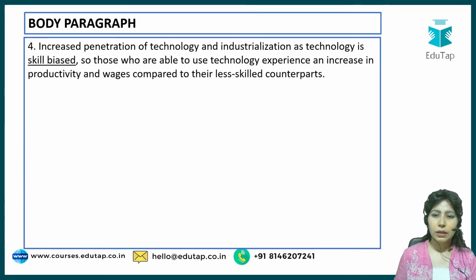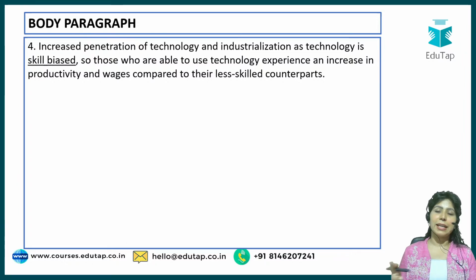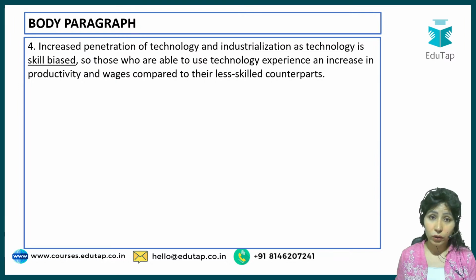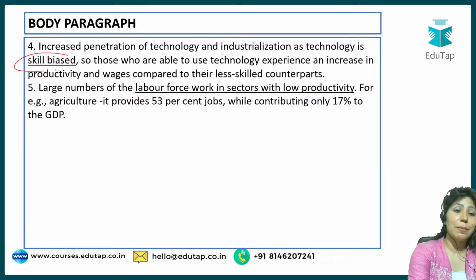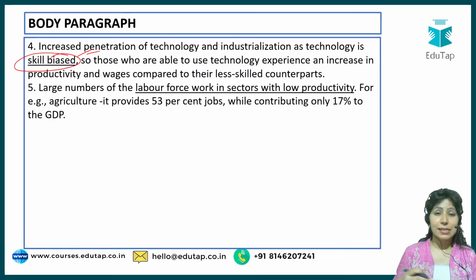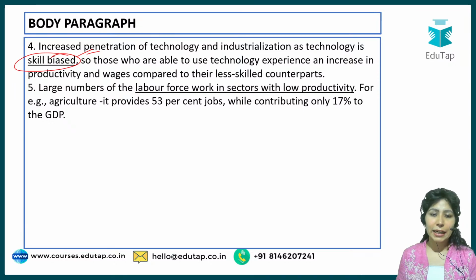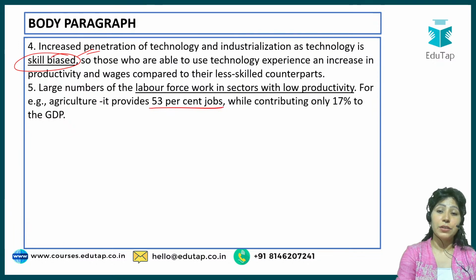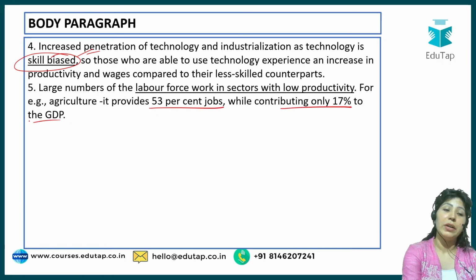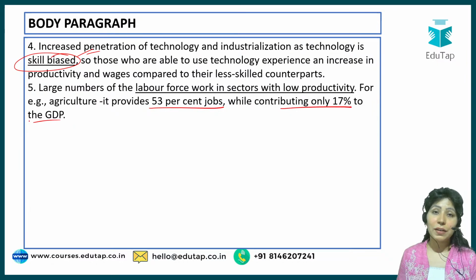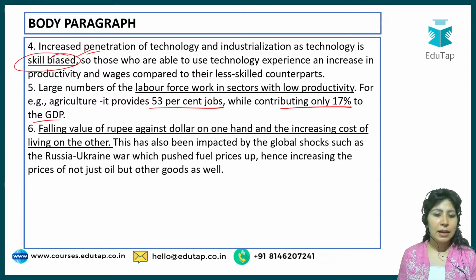All right. The fourth one is increased penetration of technology and industrialization. Technology and industrialization are taking a lot of jobs. So skill biased jobs are there, and we do not have a lot of skilled population. The fifth one is large numbers of the labor force work in sectors with low productivity. For example, agriculture provides 53% of jobs while contributing only 17% to GDP. So productivity of sectors where most of the people are employed is very less.